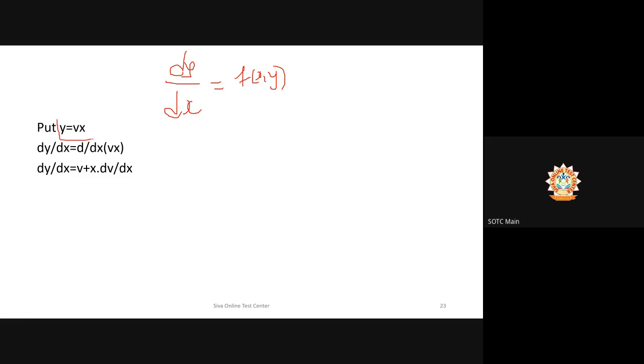Put y is equal to vx, then differentiating with respect to x on both sides, dy by dx is equal to d by dx of v into x. Now if you apply the uv rule here, dy by dx is equal to v times the differentiation of x with respect to x, which becomes 1, that's why it is v plus x into the differentiation of v with respect to x, that is dv by dx.